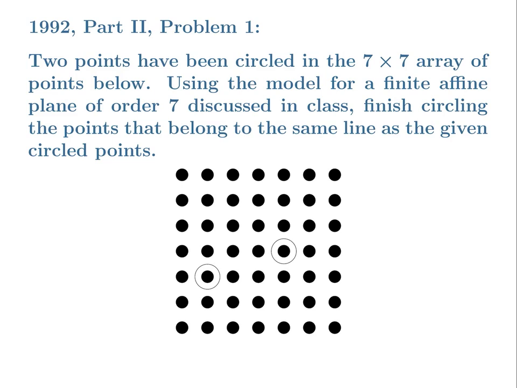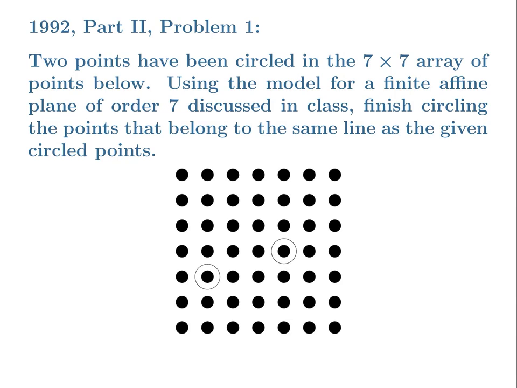So this lecture is going to be about the finite affine plane constructions, and I'm going to go ahead and do problems related to that from old final exams. So this is an example of a 7 by 7 array. So this would be when we're working at an affine plane of order 7 and doing modulo 7 arithmetic.